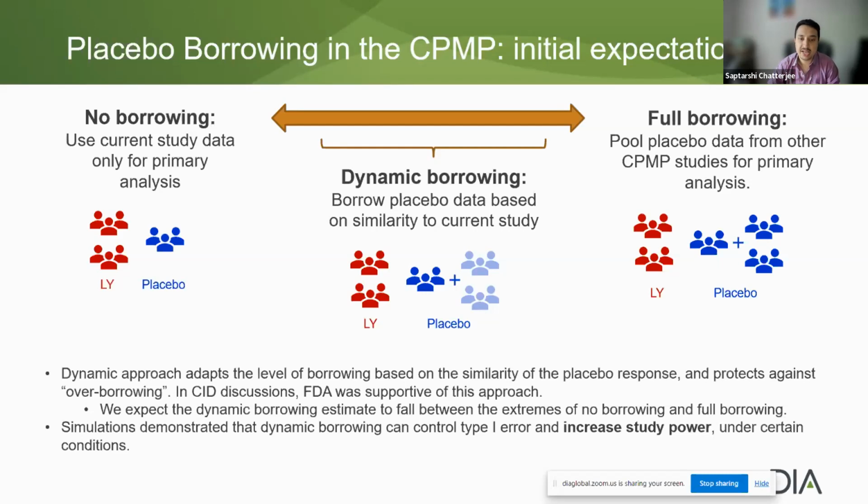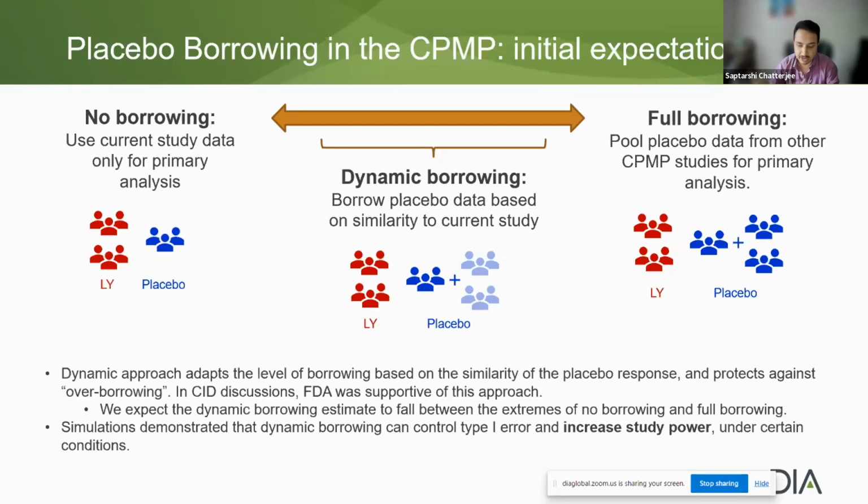Now, in CID discussions, when we discussed these approaches, what we found is that the FDA is very supportive of this approach. And implementation-wise, we expect the properties of the dynamic borrowing to fall between the extremes of no borrowing and full borrowing. Definitely, in some cases we are going to see advantages in full borrowing, but that is only under certain assumptions. And we observe that when we deviate from the assumptions, we see some increased bias with the full borrowing, although it reduces the standard error all the time, because we are essentially using more data. But with hierarchical borrowing, it's somewhat in between, because in cases where the data is similar, we approach the full borrowing versus not.